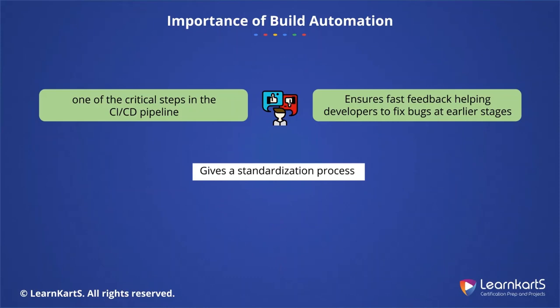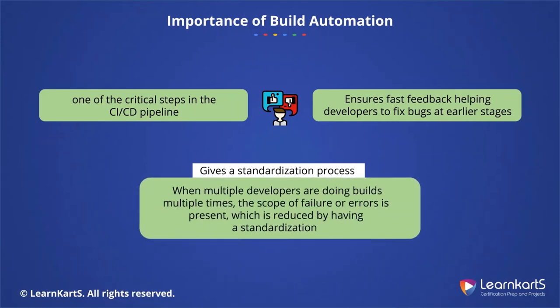Also, it gives us a standardization process. If multiple developers or professionals are there, they may keep doing builds multiple times, frequently and again and again. So there may be scope for failures, issues or errors. This scope can be reduced through standardization, so if you go for a build tool, it can bring in some standardization so that we don't face any kind of issues or troubles. That's the main thing we are looking forward to, so that once we are done with these things, we should not be facing any issues or troubles. That's the main thing we wanted to consider.